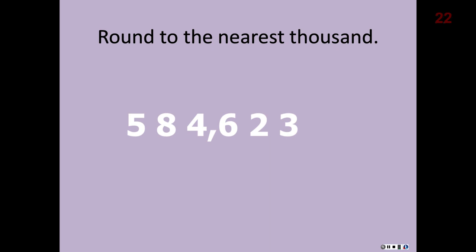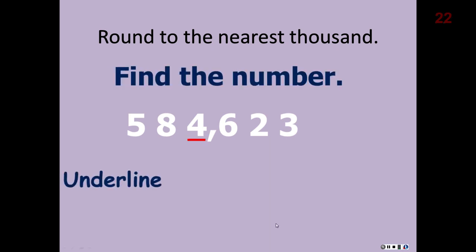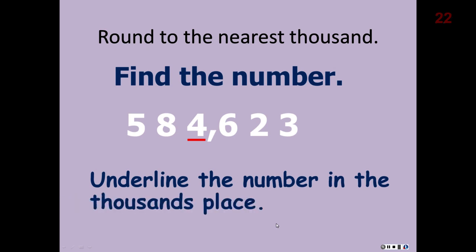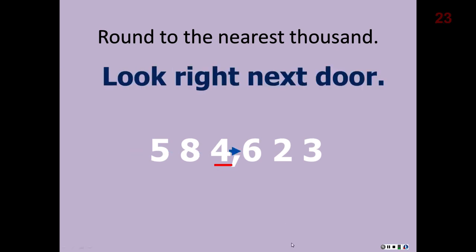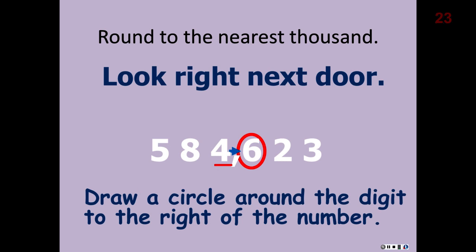Let me see if I did this on the PowerPoint. Yeah, I did. Find the number. That was the underlined 4. This is kind of hard to see. So you underline the number that you're going to round to. You circle the neighbor. Look right next door is step 2. Draw a circle around it because you know that's where you're going to fill your zeros eventually.